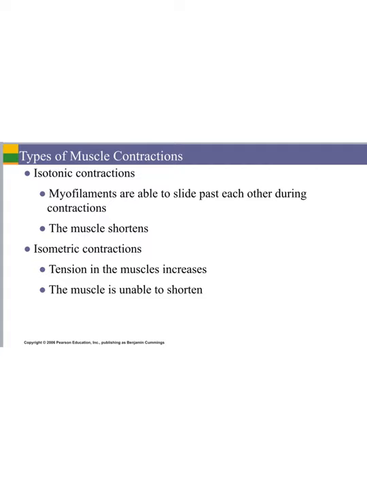Pushing against a wall, right? The wall is immovable. We can't really move it, but we are maybe pushing against it. So those are examples of isometric. So isometric contractions, no shortening, but increasing tension. Isotonic, the muscle shortens with tension.